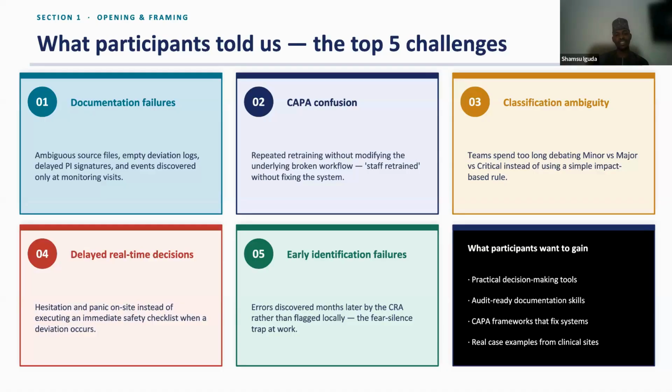Challenge four is delayed real-time decision. When something goes wrong, some teams freeze. They are not sure what to do, who to call, what to document, or how to even escalate the problem. The next one is challenge five, early identification failures. Many deviations that should have been caught and managed at site level are discovered by the CRA at a monitoring visit, sometimes months after they occurred.